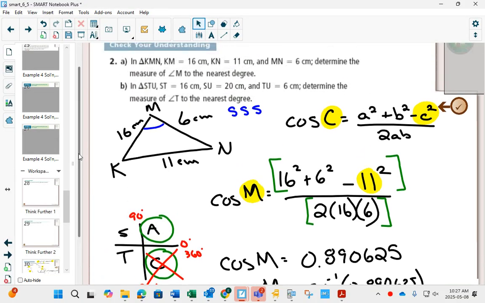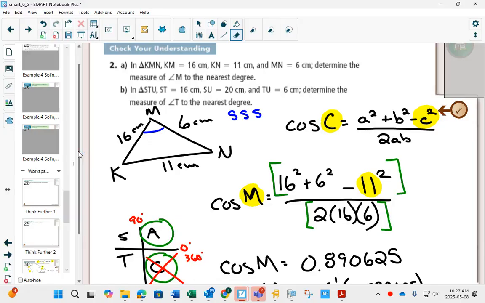Is everybody okay if I just erase part A here? Everybody has it down?